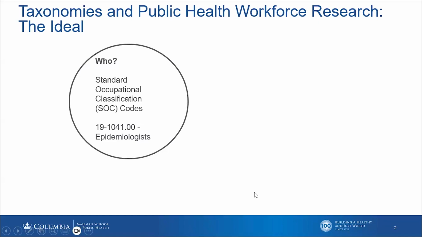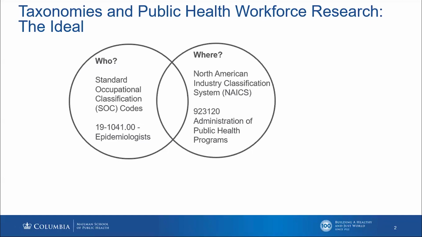So for example, here's what an ideal situation might be if we are using federal data to research the public health workforce, is that we would have occupations clearly defined in our federal occupational taxonomy. Then we would also want to know how many epidemiologists, for example, work in health departments. And that is a different kind of categorization, which is called the North American Industry Classification System.